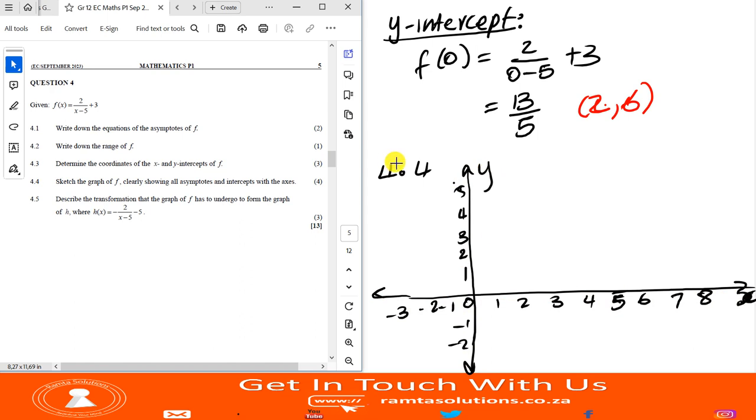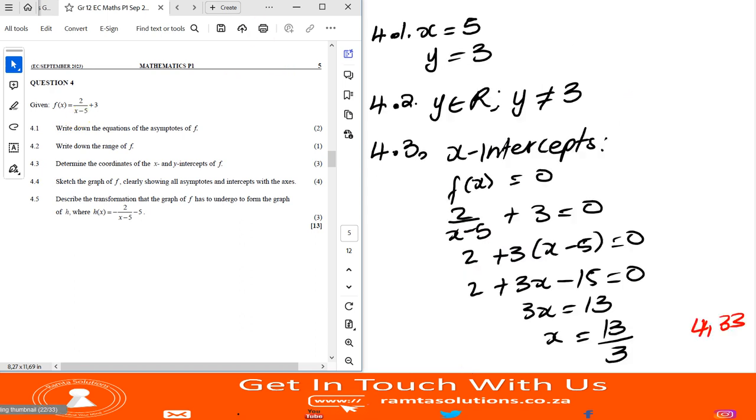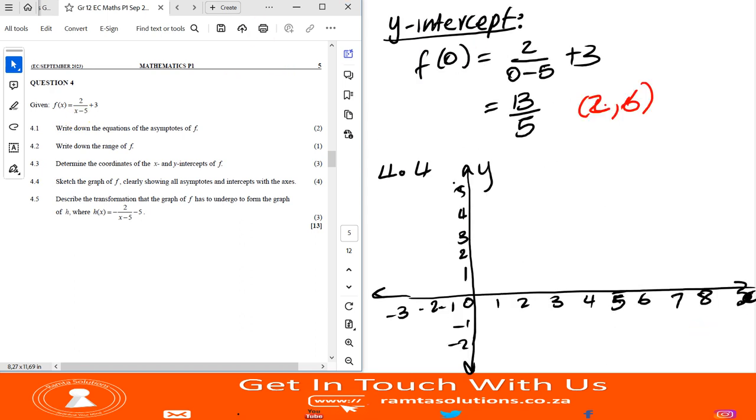Those were your asymptotes. X equals 5, not negative 5. It has shifted up by 3 units, so y equals 3. The y-intercept is 2.6, so here I will say it's here. The x-intercept was 4.33, let me call it here. And then your function is like this.